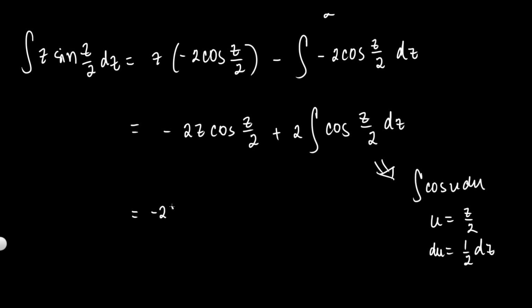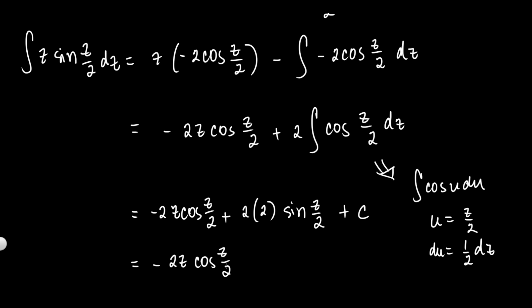So this is minus 2z cosine z over 2 plus 2 times the reciprocal, no? So 2 over 1. There. Then times positive sine z over 2 plus c. So this is now equal to minus 2z cosine of z over 2 plus 4 sine of z over 2 plus c. And this is the final answer. Okay? Yep.